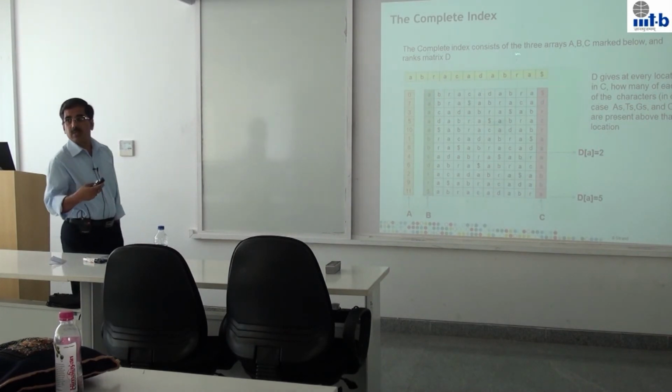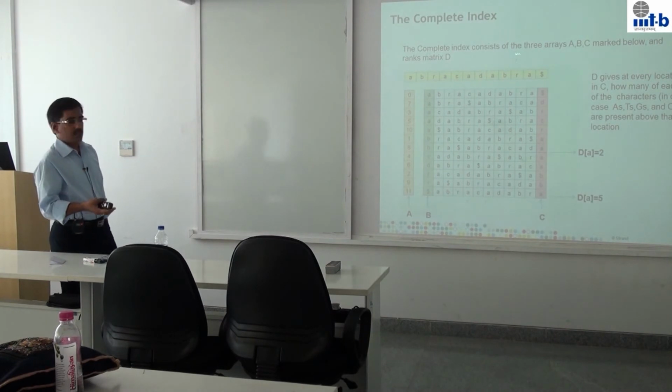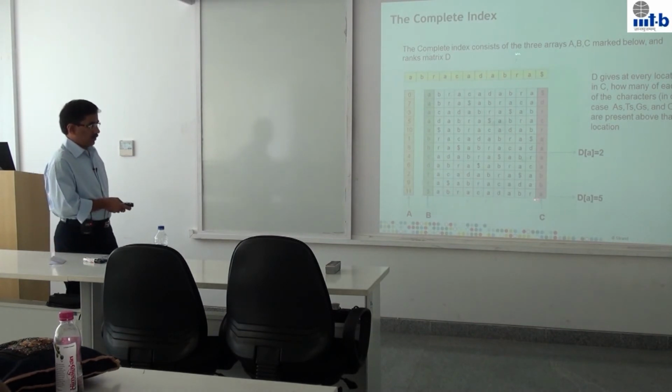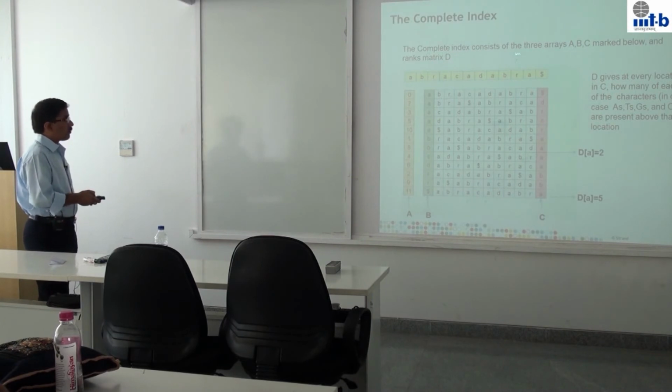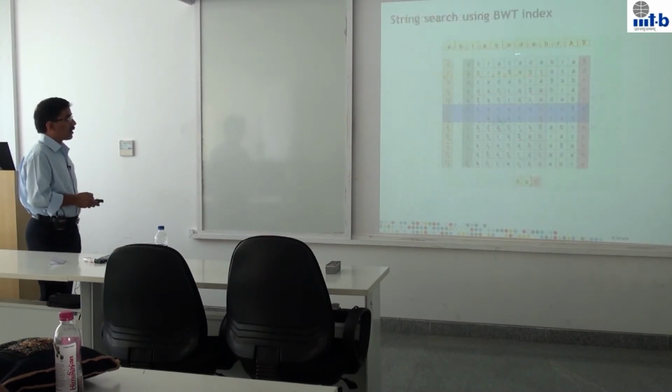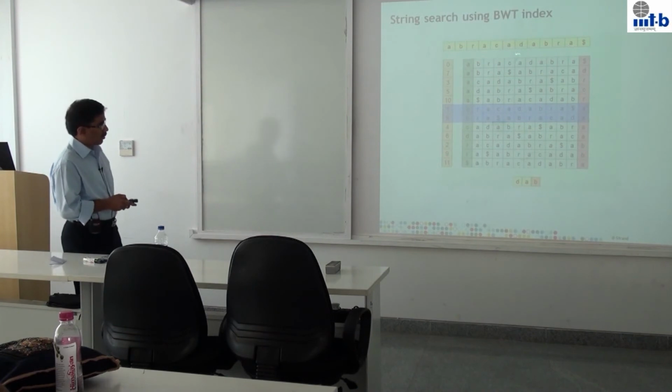We need to have the frequencies of their occurrences above that level. So if you look at the last one, there are 5 A's altogether, so D of A is 5. Once we have these 4, A, B, C, D, then we are ready to do the string search. So let's see how that search happens.